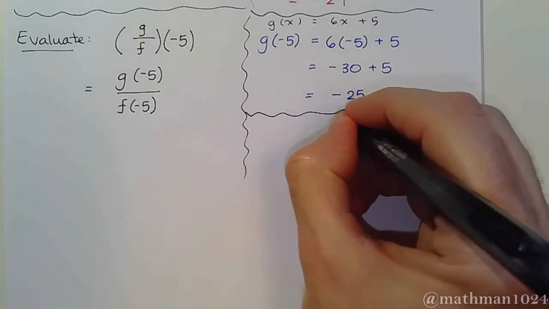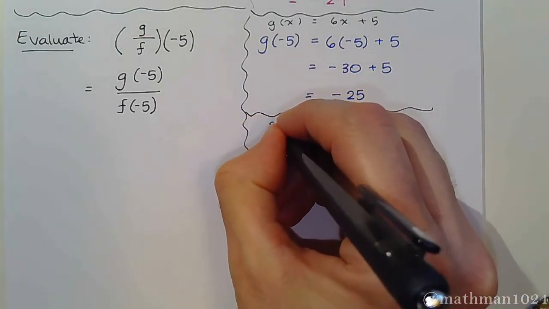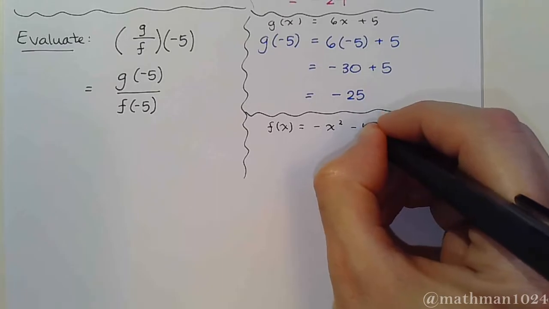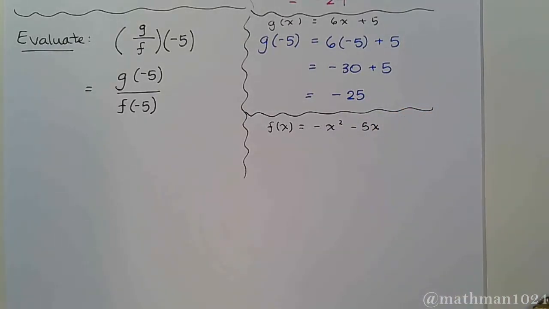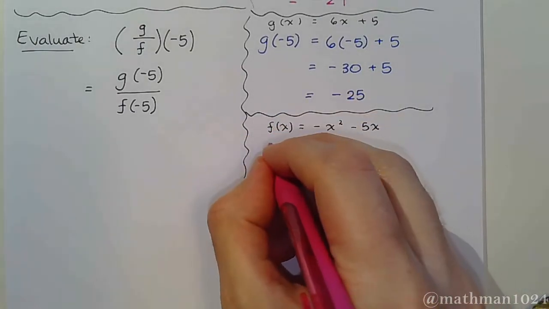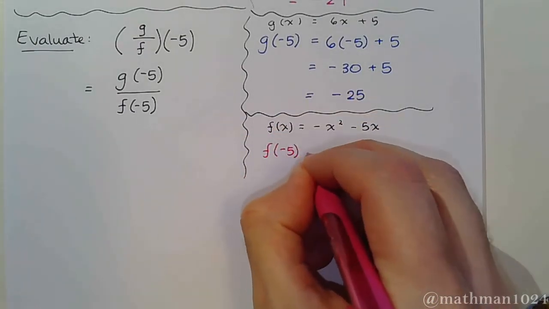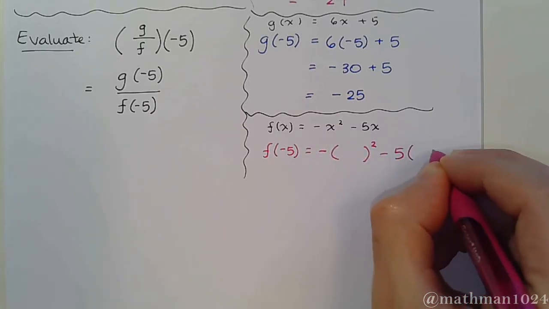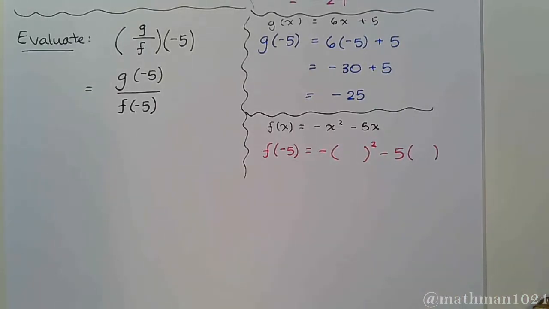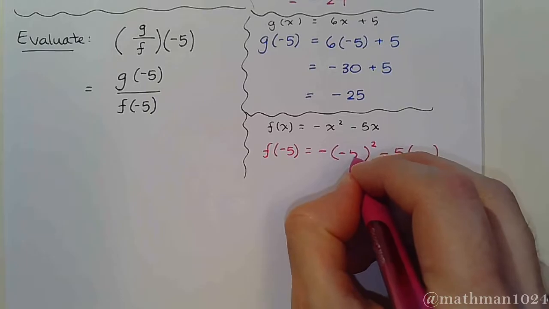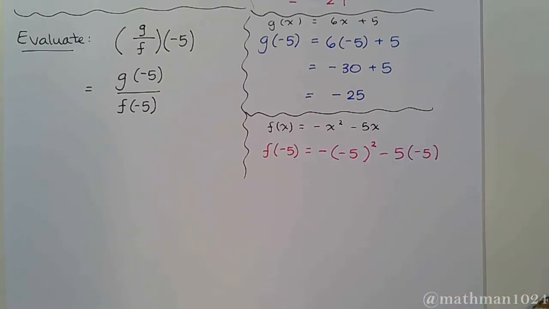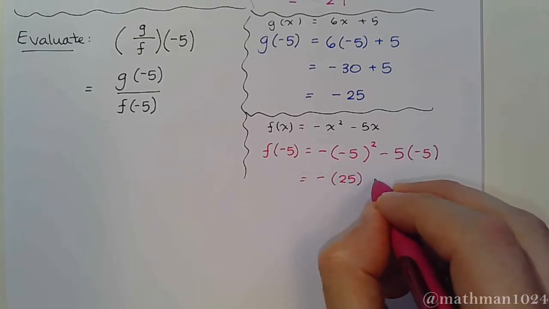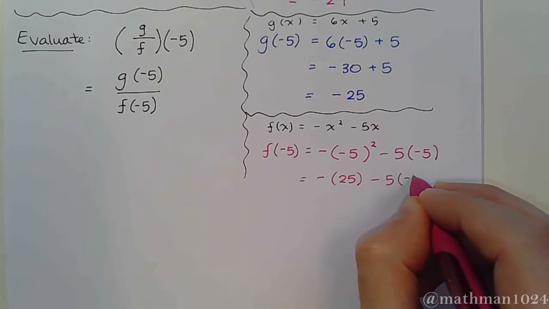And then we move on to the denominator. And let me just really quickly write that function. F of x was equal to negative x squared minus 5x. So we've got that there as a formula, and we need to evaluate f of negative 5. Negative, parentheses, squared, minus 5, parentheses. Don't forget the little things, because that's what keeps you from getting in trouble. Plug in negative 5, and now let's see what we get. So this is negative. This becomes positive 25 minus 5 times negative 5.